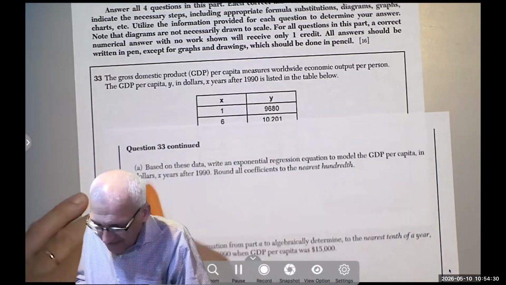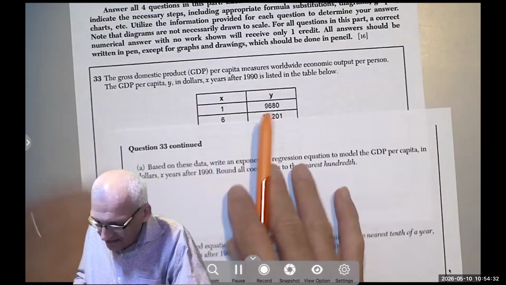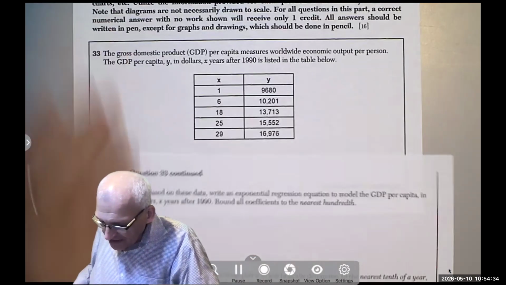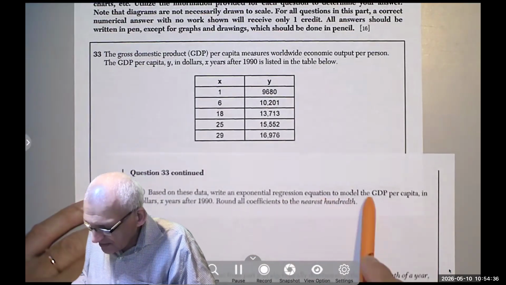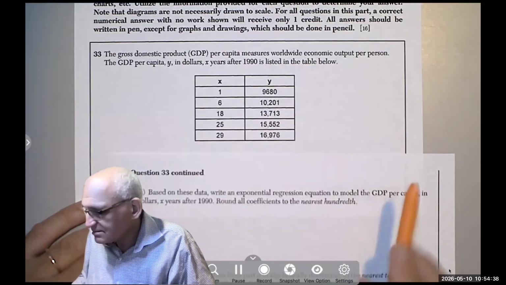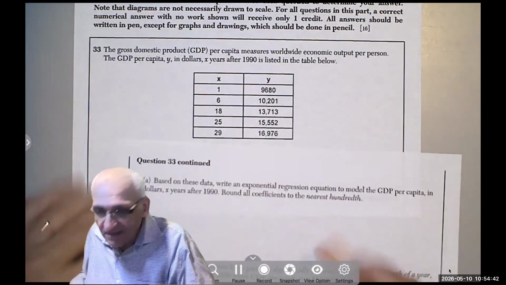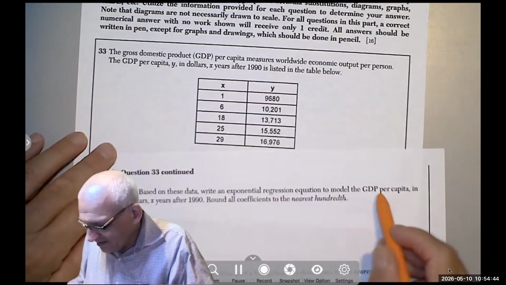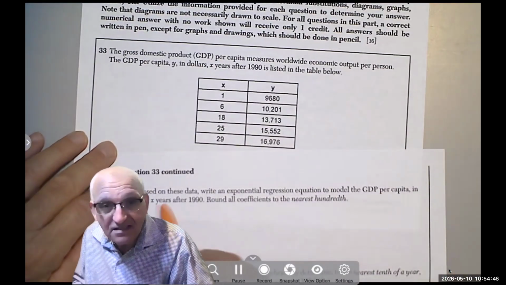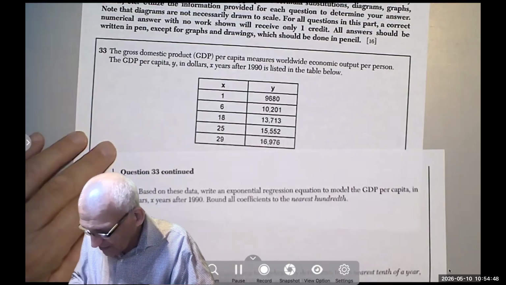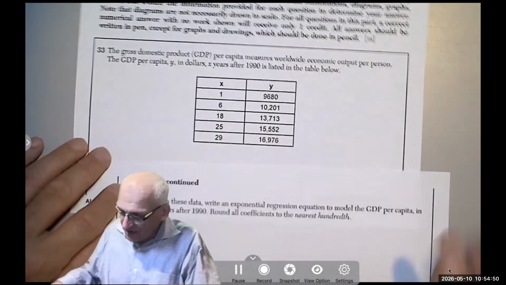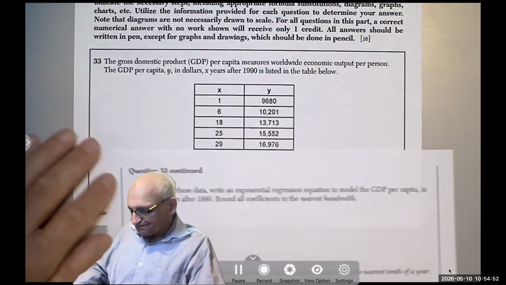The first part said, based on these data, write an exponential regression equation to model the GDP per capita in dollars X years after 1990. Round all coefficients to the nearest hundredth. I keep saying GPT because I'm crazy.